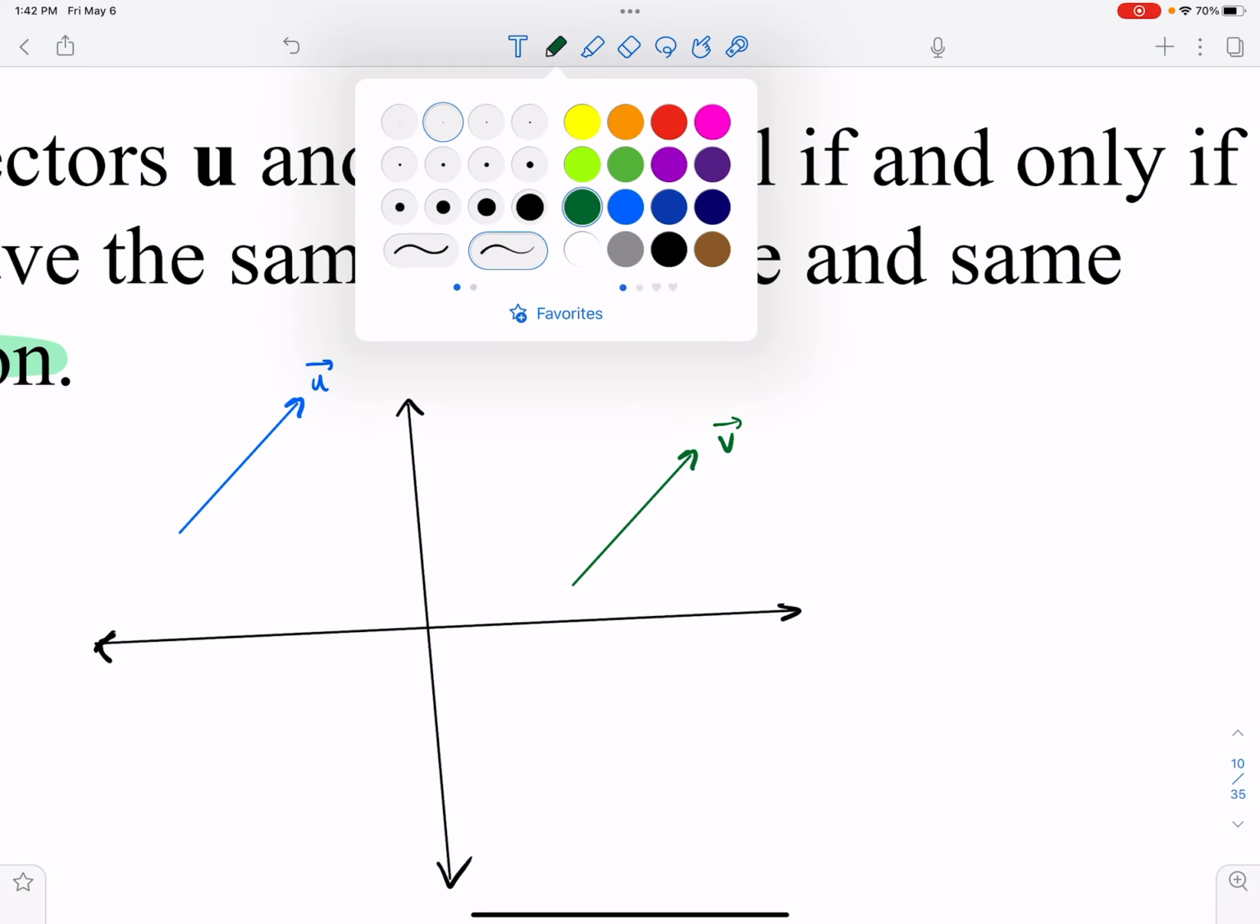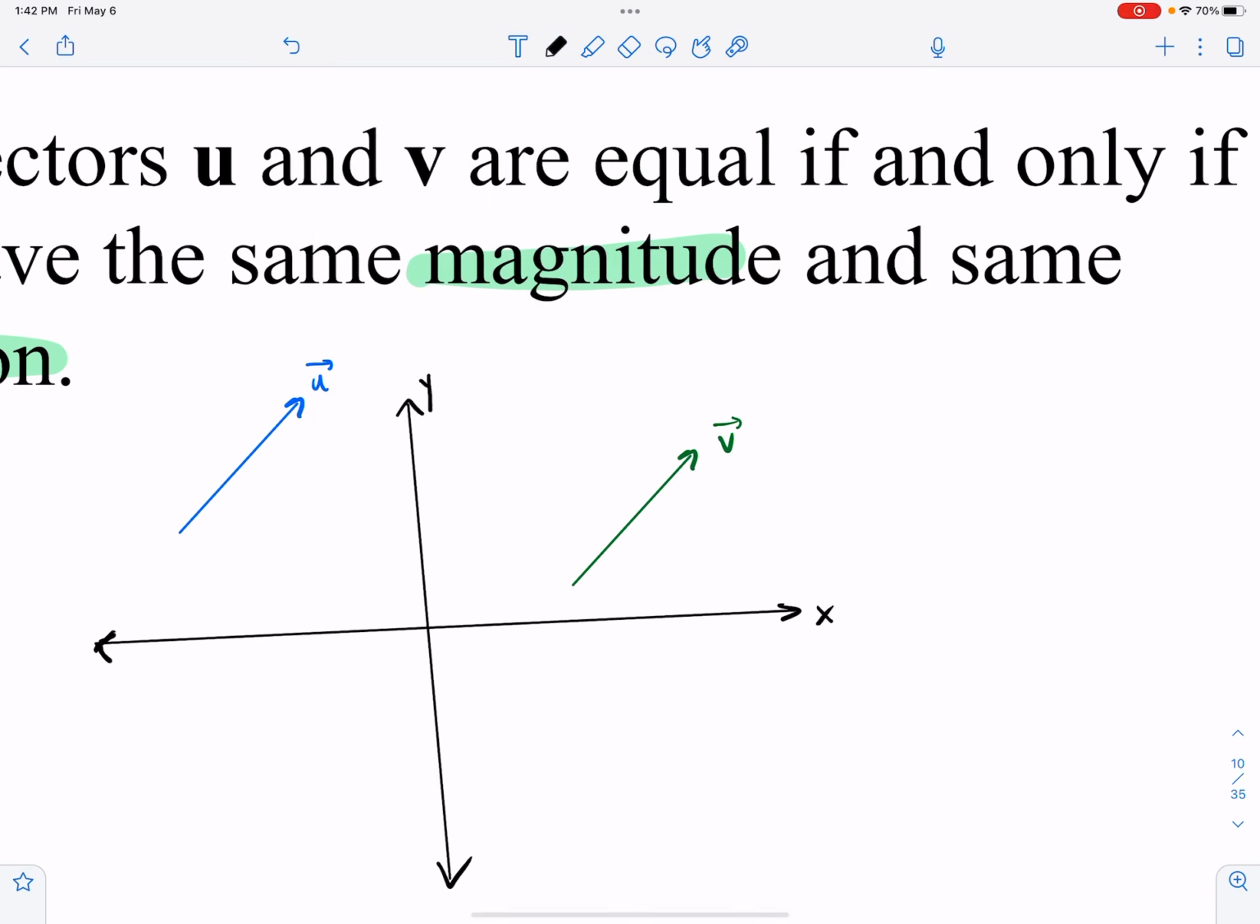These vectors would be considered to be equal vectors as long as their magnitudes, so their lengths, which we know would be the same because I just copied and pasted, are equal to each other, and they also have the same direction, meaning this angle would be the same. So if you were to move them both into the position of them having their initial point on the origin, they would just end up completely overlapping each other.